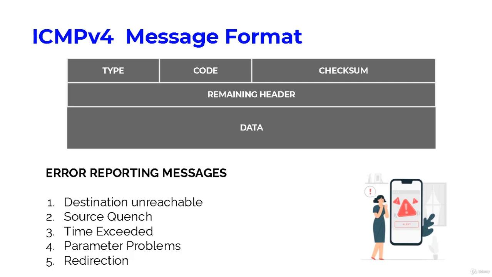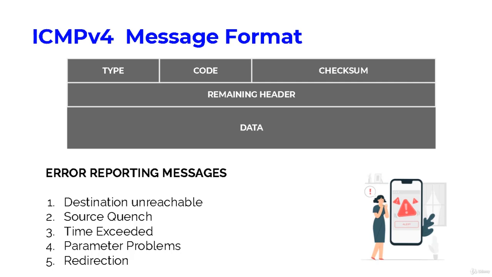Now you may ask a question, what are error reporting messages? If a utility is using ICMP and the destination is unreachable, then it reports back with an ICMP message that the destination is unreachable. Source quench, time exceeded, parameter problems, and redirection are a few examples of error reporting messages. Basically, ICMP is like a control box which replies back with error messages.